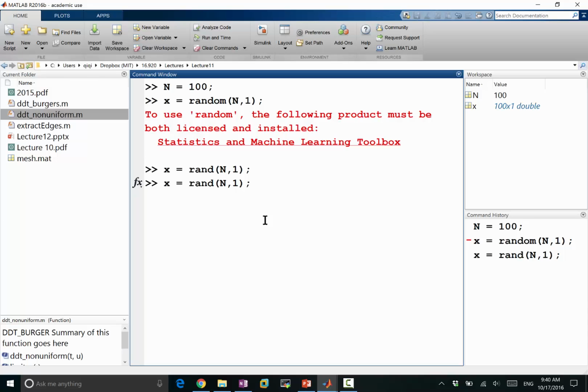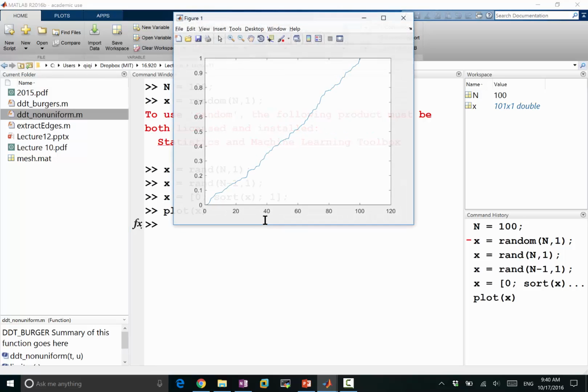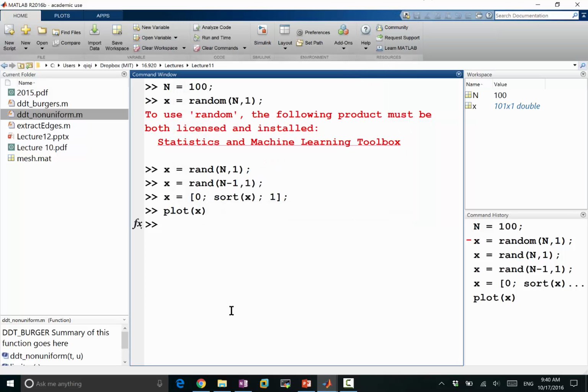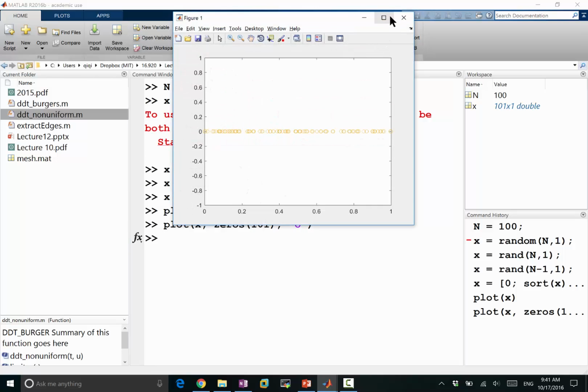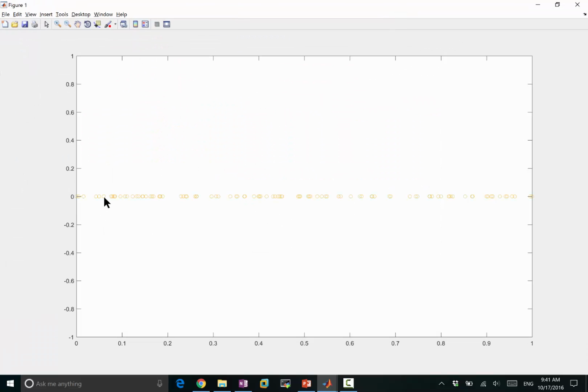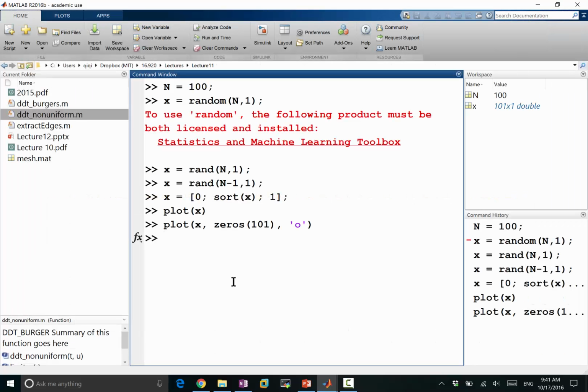Actually, I want to make it n minus 1 because that's the interior points. And I want to append 0 and 1. So x, I would make 0 in the beginning, I want to sort x in the middle, and I put 1 there. So if I plot x, it's basically a pretty non-ideal set of points. So let me plot x and zeros 101, plot it like that. So this is going to be our grid points. In some places it's terrible, some places it's fine. Okay, so let's try it with that.